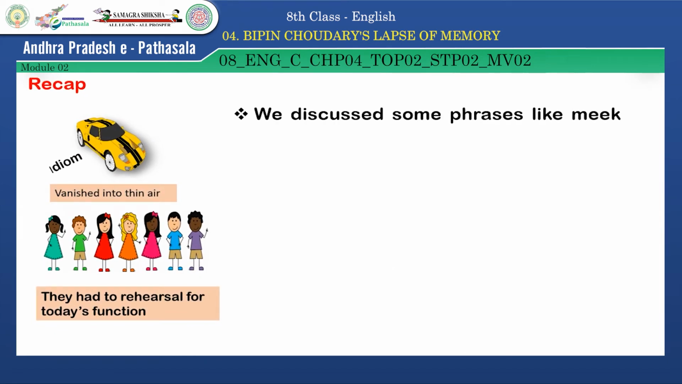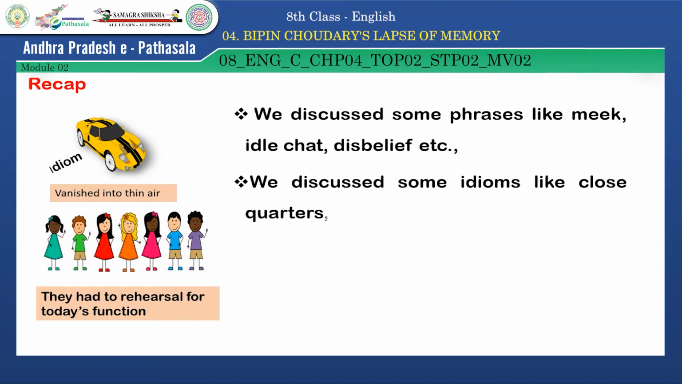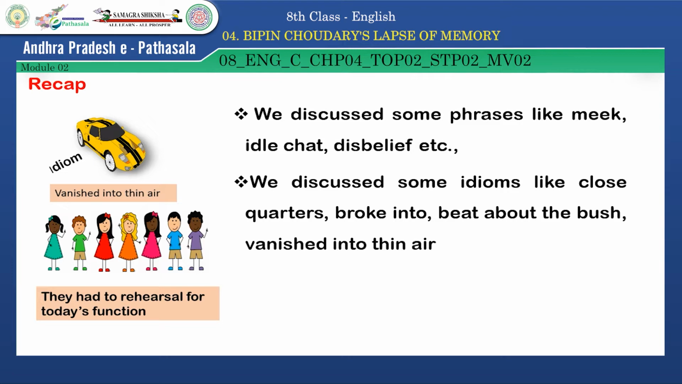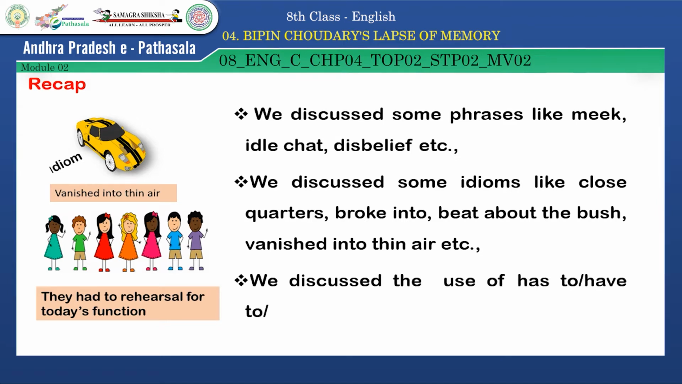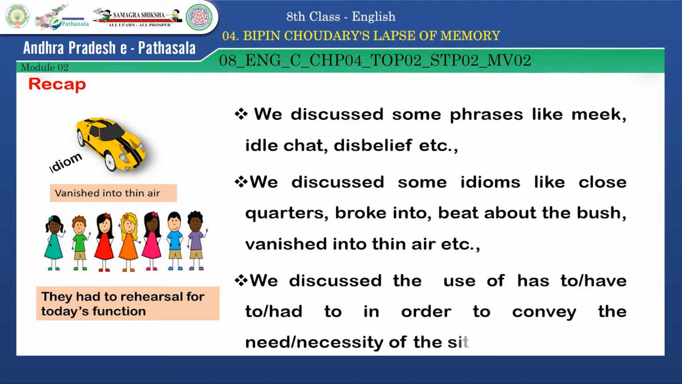We discussed some phrases like meek, idle chat, disbelief, etc. We discussed some idioms like close quarters, broke into, beat about the bush, vanished into thin air, etc. We discussed the use of has to, have to, or had to in order to convey the need or necessity of the situation. Now we will be moving into the next part of our session, reading text.